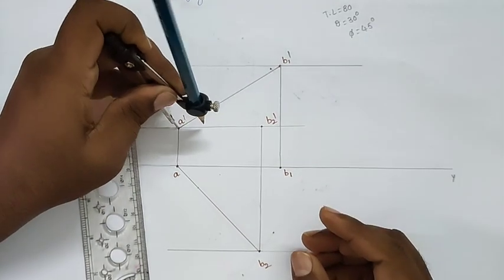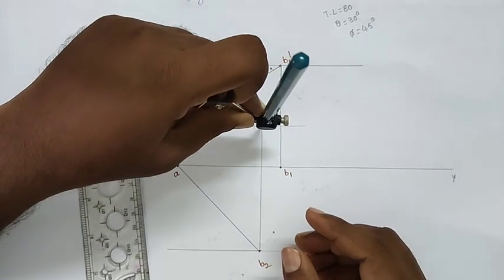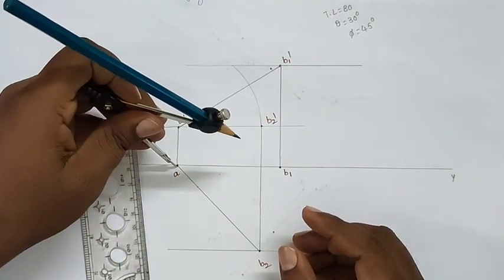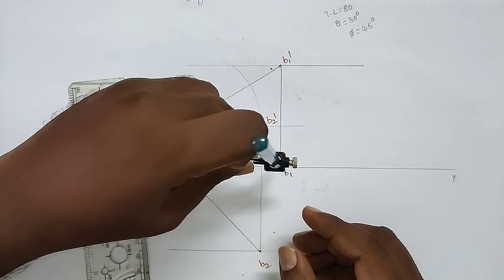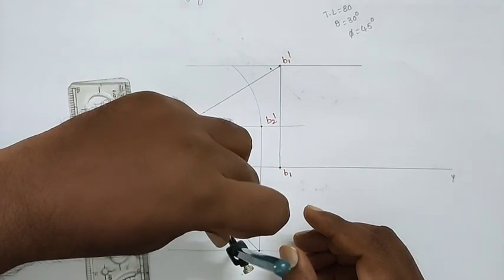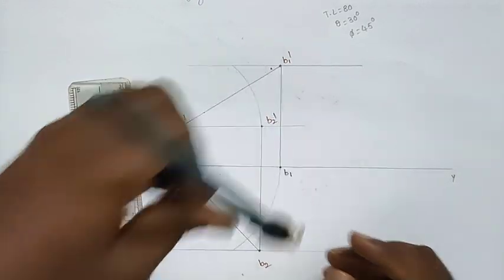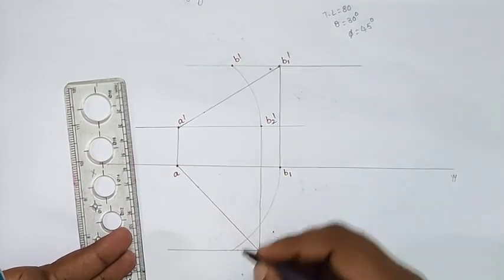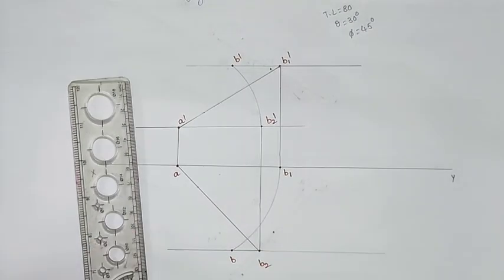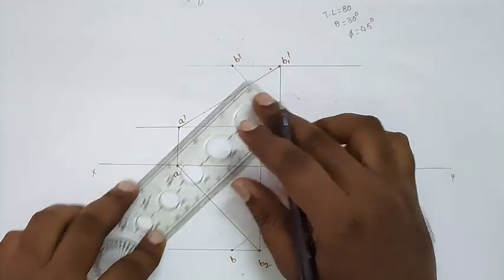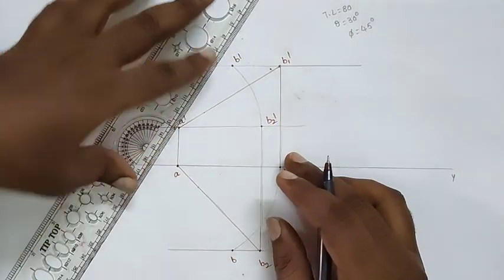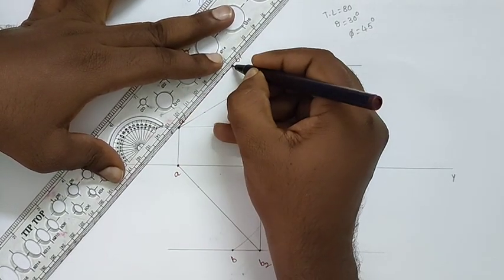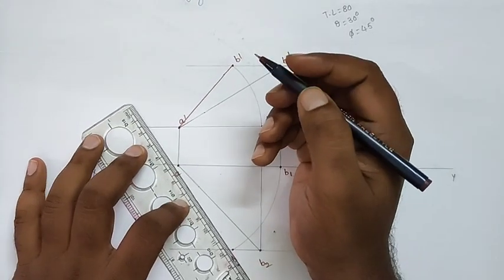Now with A dash as the center and A dash B2 dash as the radius, draw the arc up to the B1 dash horizontal line, and with A as the center and AB1 as the radius, draw the arc up to the B2 horizontal line. Here we will get a point, take this point as B dash, and here we will get a point, take this point as small b. Now we join A dash and B dash and also AB. So A dash B dash is our required front view and AB is our required top view.